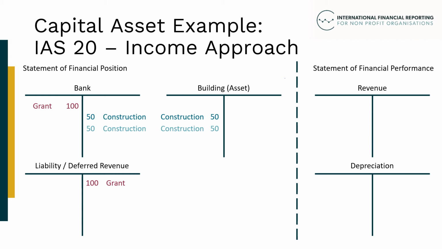In subsequent years, depreciation is recognised. The expected life of the building is 25 years, so depreciation of 4 per year is recognised. Debit depreciation expenses 4, credit asset 4. The grant is applied to match the expenses. Debit deferred revenue 4, credit revenue 4 for each year.